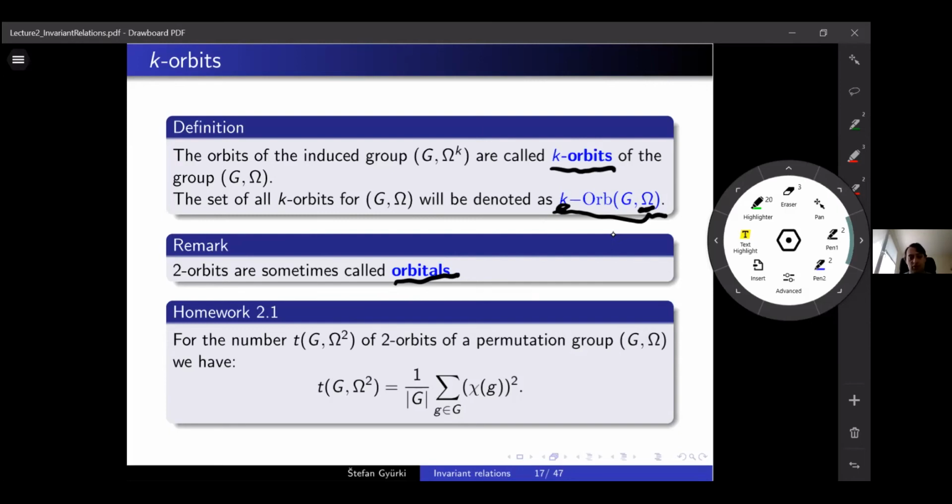Now, I'm not going to prove it, but in a similar fashion to how we derived the number of orbits on the set omega, we can count the number of 2-orbits of a permutation group on the second Cartesian product of the set omega. The only thing that changes is that we have to square the number of fixed points of each permutation in G. So it's a nice exercise for homework to show how, using this, we can count the number of 2-orbits of a permutation group G.